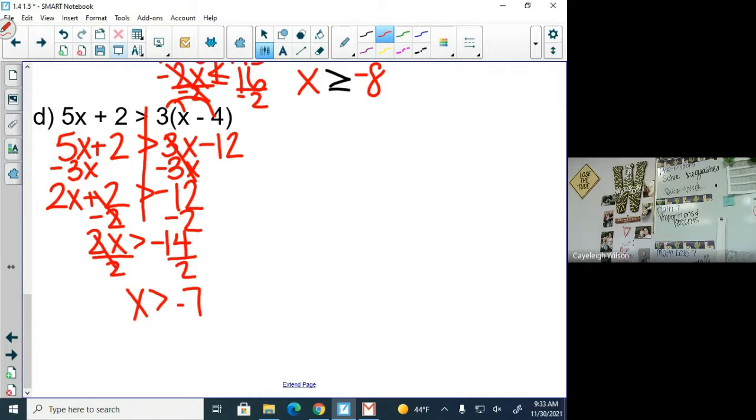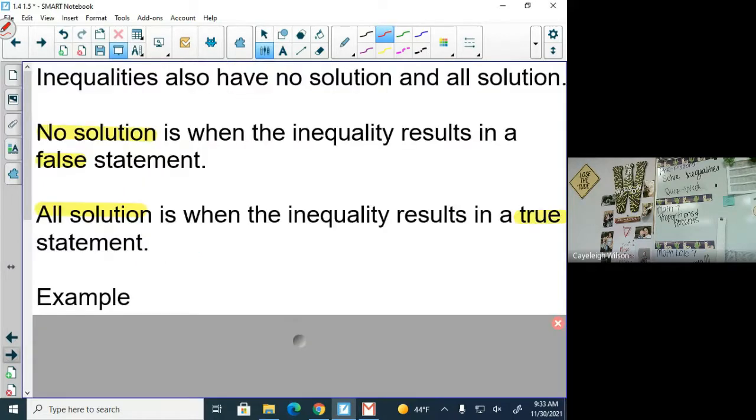I would write all solution if it gave me something that is correct. So like 7 is greater than 2. Or 10 is greater than or equal to 9. Okay? But if it's not true, like negative 3 is greater than 7, that's when you would write no solution. So on the back of your paper, no solution is when all variables cancel out, just like all solution. But no solution is something that is false.